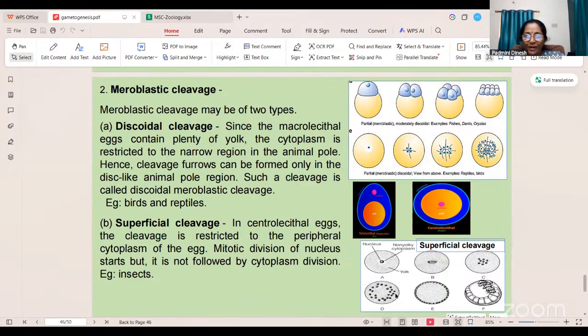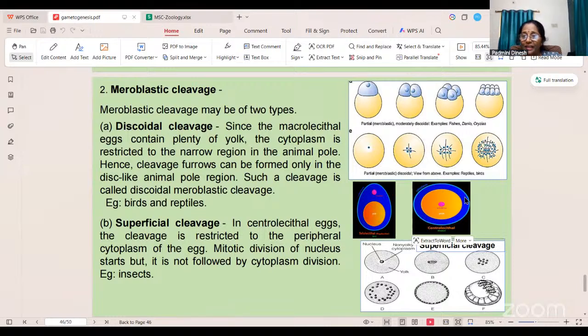Superficial cleavage you find in centrolecithal type of eggs. Centrolecithal type of eggs you find only in the insects, where the yolk is present in the center, surrounded by the cytoplasm, and the nucleus is in the center. Because the cytoplasm is far away from the yolk, division starts only in the nucleus. As the nucleus is getting divided, the cytoplasm is not getting divided alongside it. So first the nucleus divides, and when the nuclei start to scatter around, they move towards the cytoplasm.